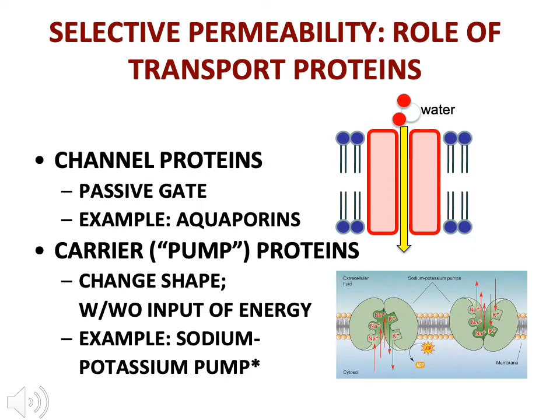Now, on the other hand, some proteins change their shape when they afford movement of a molecule, and those are called carrier proteins. Carrier proteins will change their shape but work in much the same way. You can think of a channel protein as a permanently open gate, whereas a carrier protein might open and shut, and the function of the carrier protein sometimes occurs with or without the input of energy.